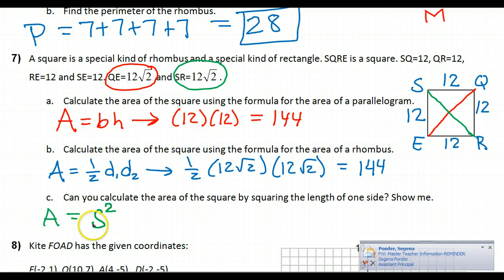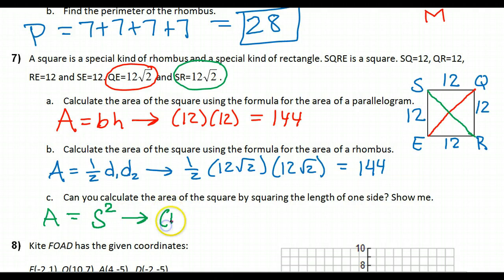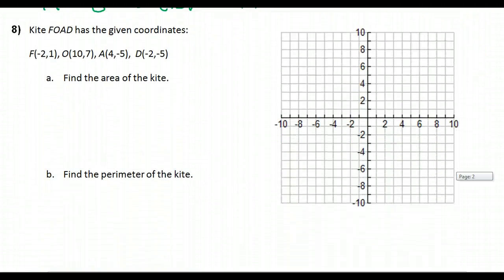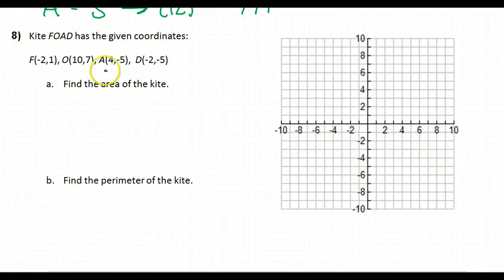This would be a little formula for the area of a square. So that would just give us 12 squared, which again is 144. Okay, so that's 3 different ways we could think about calculating the area of a square. Okay, alright, last problem.